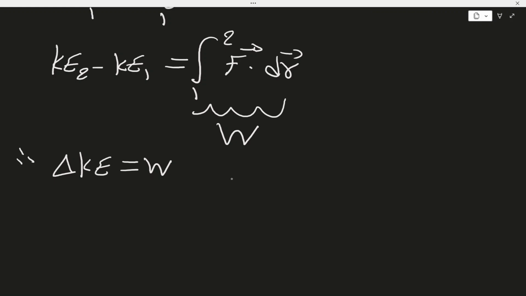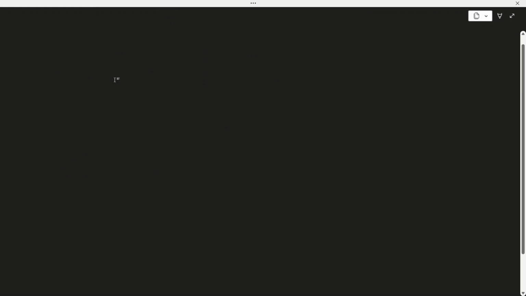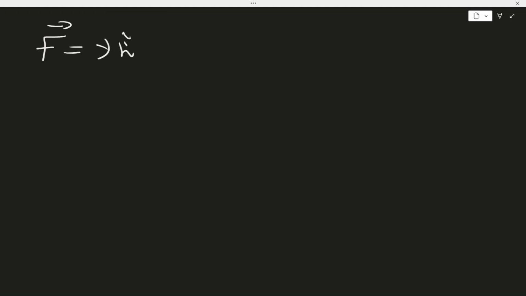Now let's take an example. Suppose we have a force vector in Cartesian coordinates, of course. Let us say it is equal to y i unit vector, plus 2x j unit vector, plus 0 k unit vector, all in newtons.